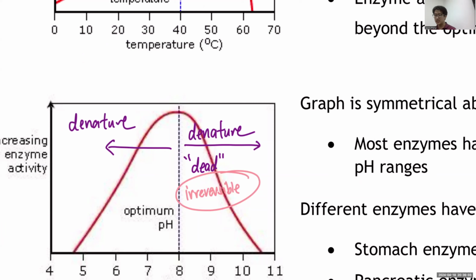I want you to think of it as the environment. The moment you move away from the optimal pH, the enzyme says, you know what? I'm not going to do it anymore. A bit higher only, it's gone already. A bit lower only, it's gone already.